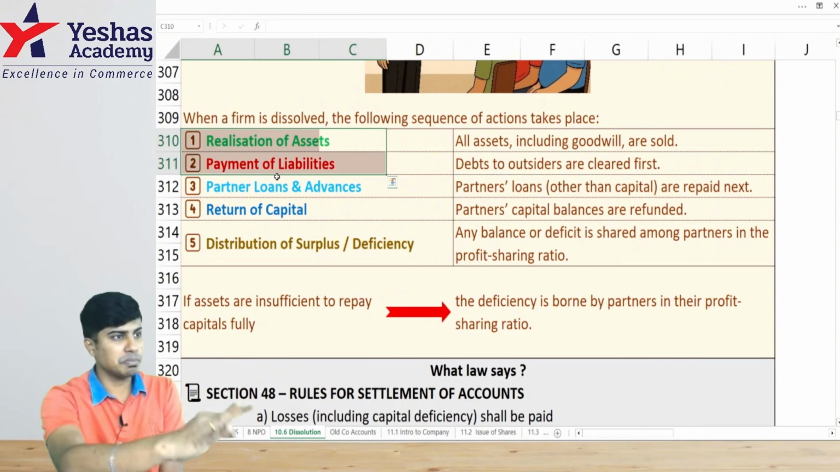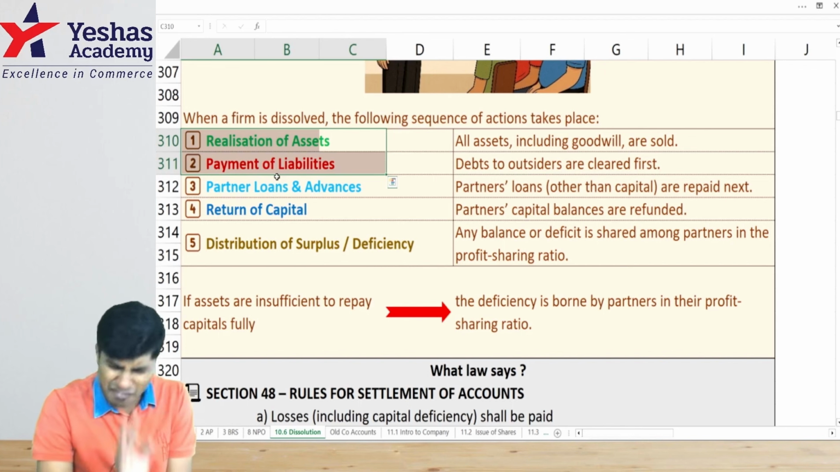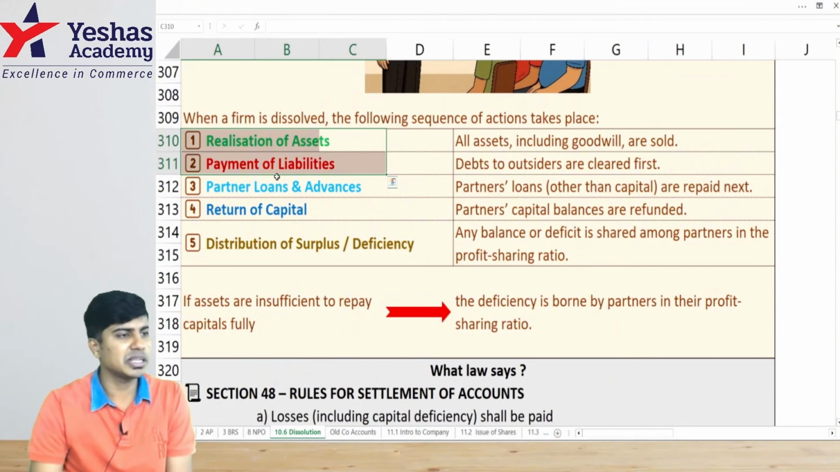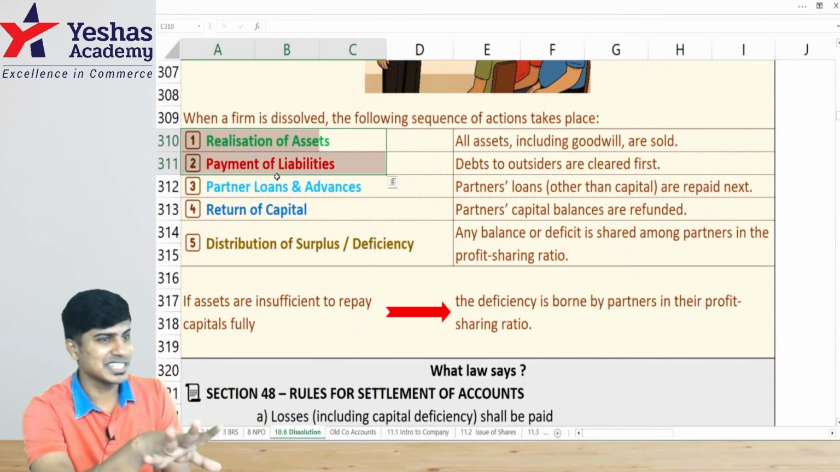Any realization profit or realization loss, surplus or deficiency, by default should be shared between the partners in the profit sharing ratio. There are exceptions, such as insolvency, which we'll discuss separately.